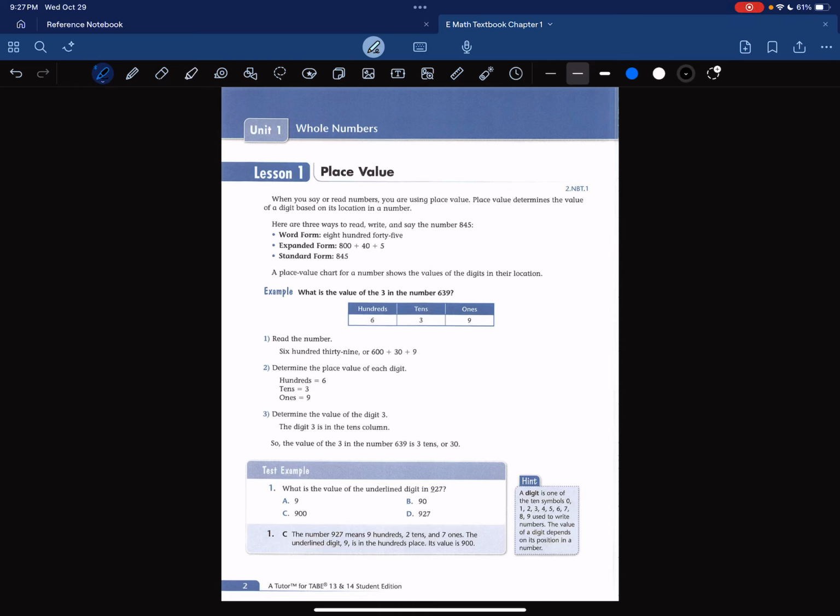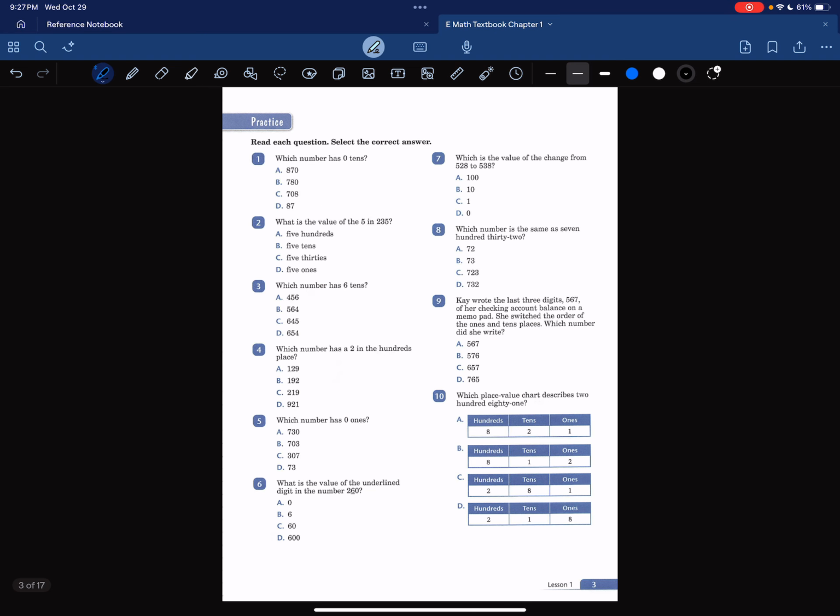Hi there. In this video, we're going to use what we've learned about place value to do some math problems. And you will need the textbook pages 2 and 3.